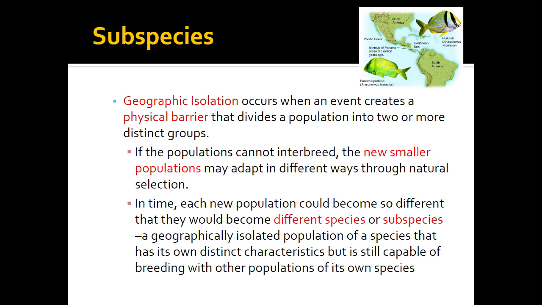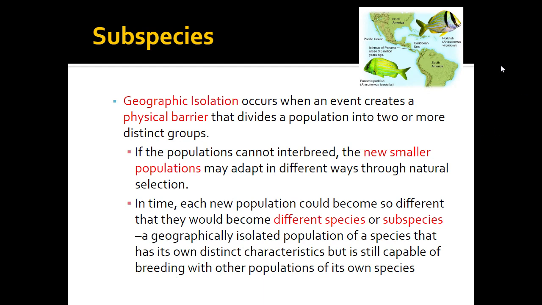So another thing that can happen is when you do have geographic isolation, and you have some event that occurs where a physical barrier forms and divides a population into two groups, you might end up with subspecies, which are going to be very, very similar species that started out as the same species, and through some sort of barrier, they no longer interact, and they become slightly different, and over time, they just won't be able to interbreed.